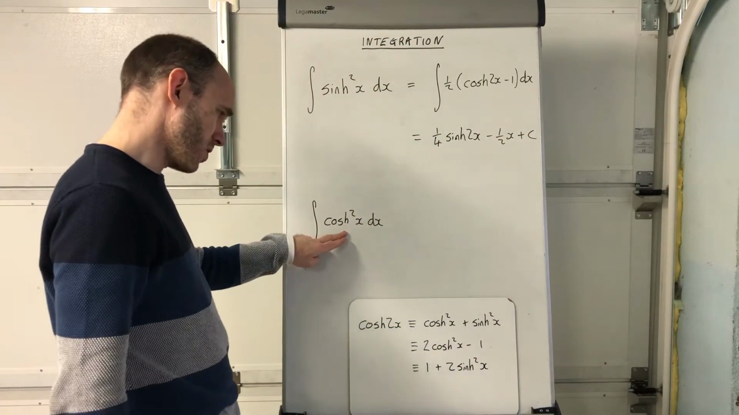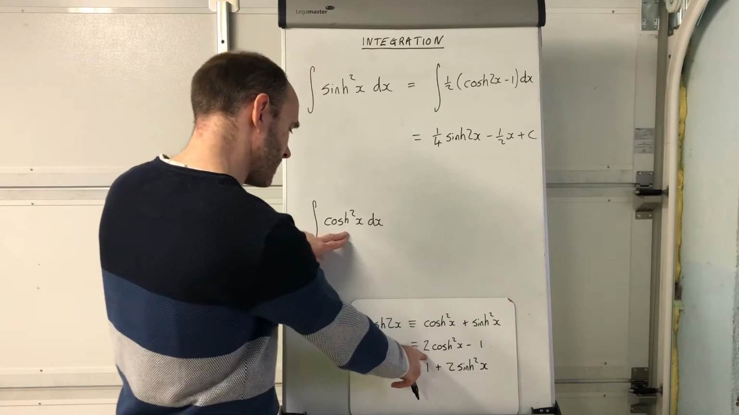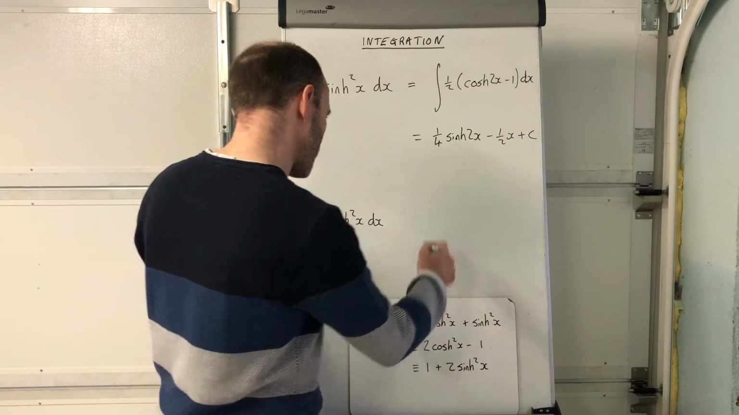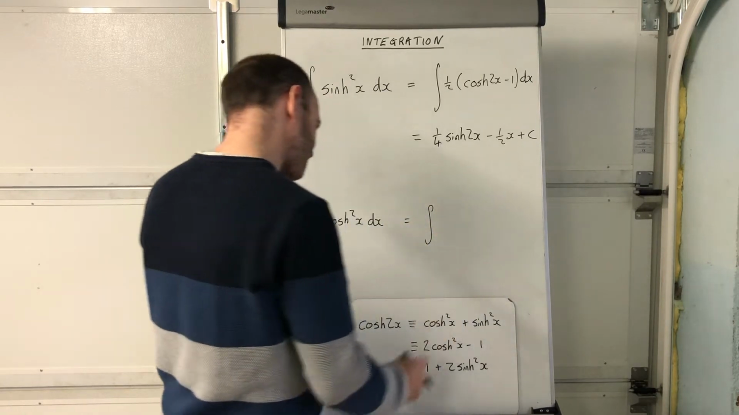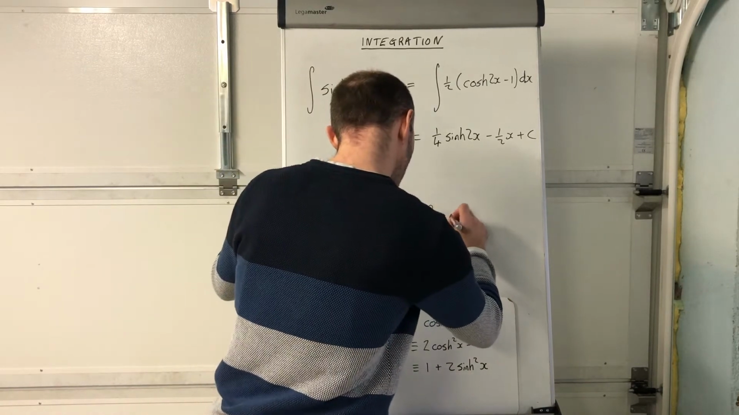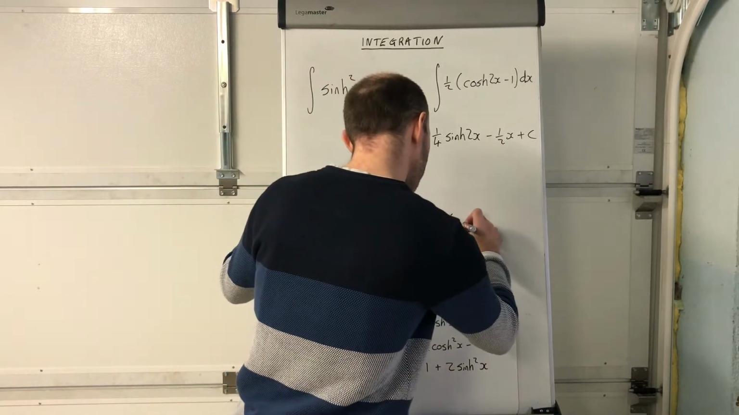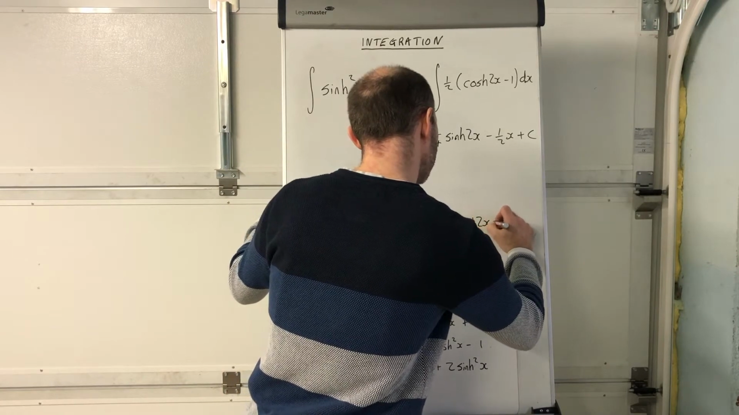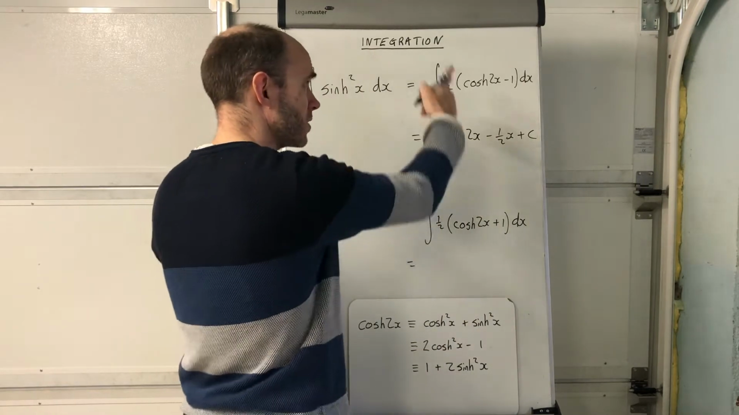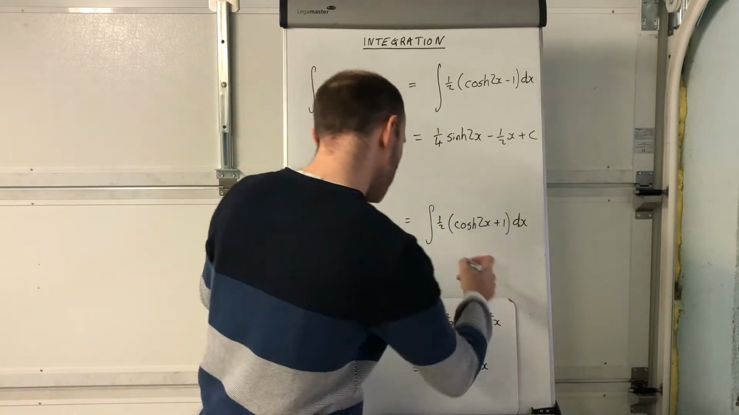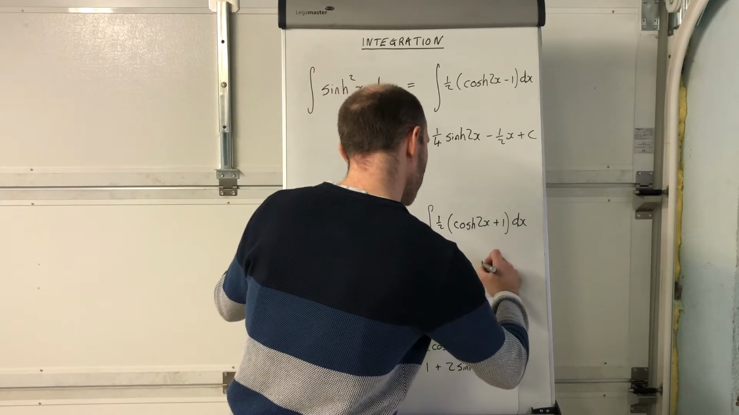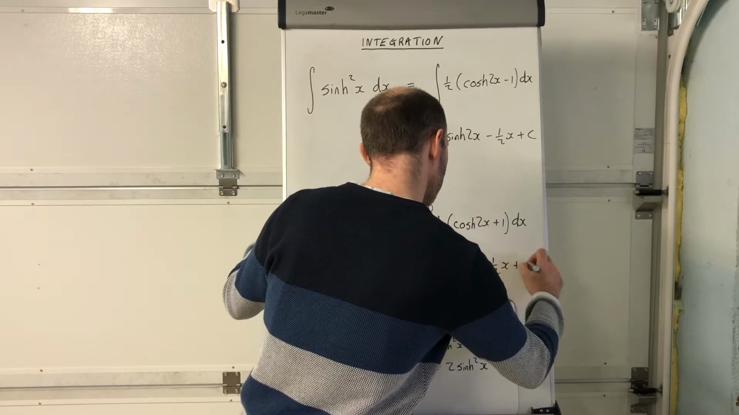For this one, you're going to use that one there, aren't you? So cos 2x is 2 cos squared x minus 1. So when we make cos squared x the subject, we're going to have cos 2x plus 1 all over 2. So 1/2 of cos 2x plus 1 dx. And then we integrate this. Notice how they look remarkably similar in terms of your answers. So you have 1/4 sine 2x plus half x plus c.